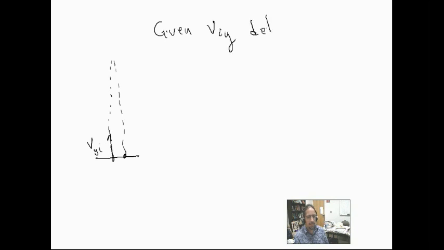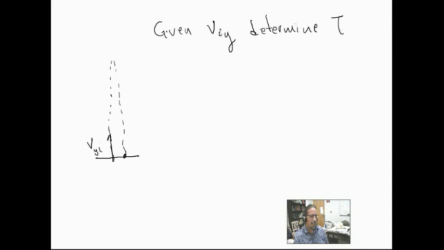Let us do one last example. So we are going to ask, if we throw an object with a velocity v upwards, how long does it take to fall back down to the ground? Okay, so given v initial in the y direction, determine the time t in the air. So let's do that.